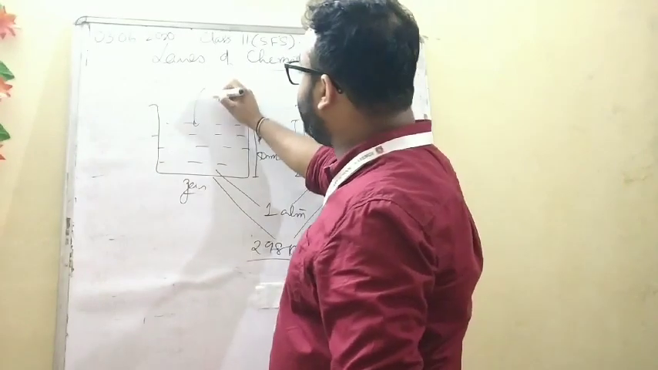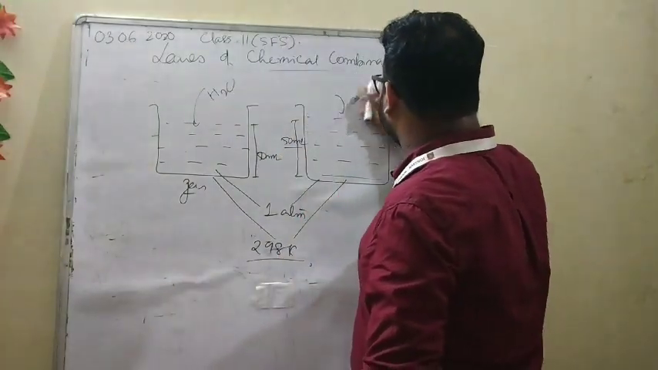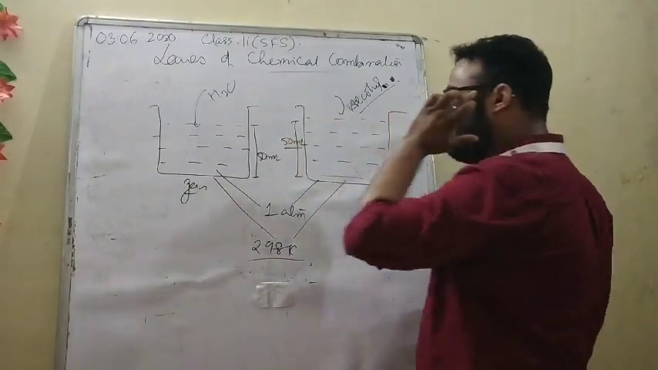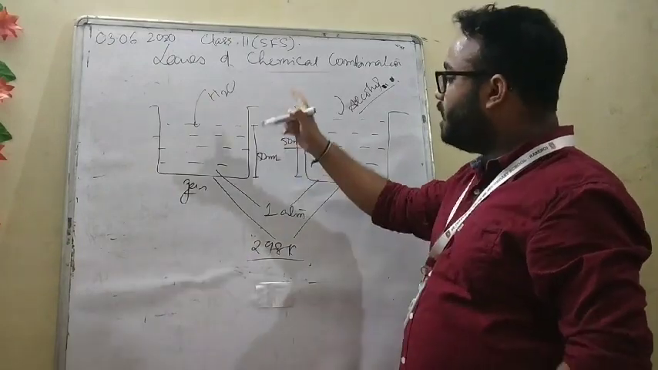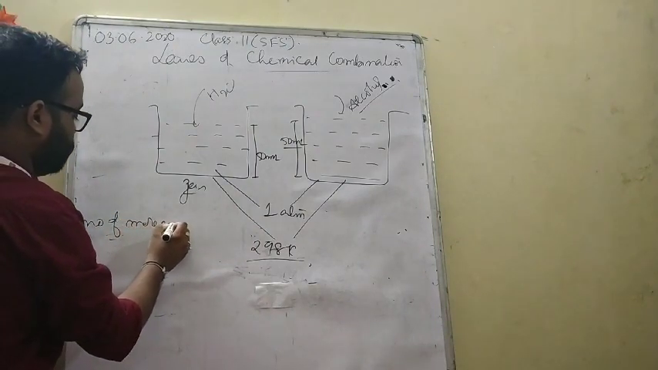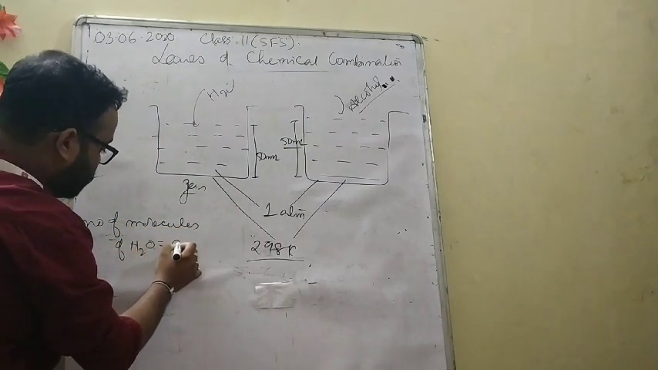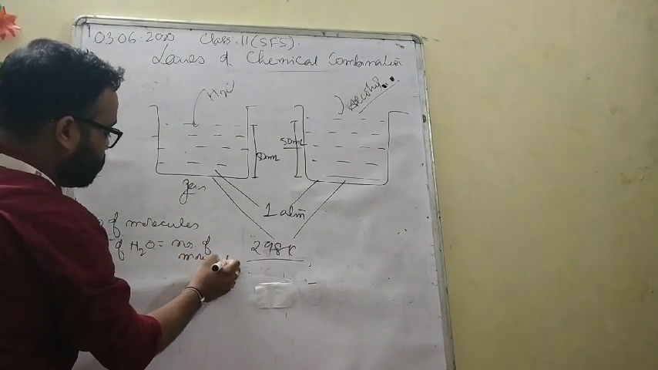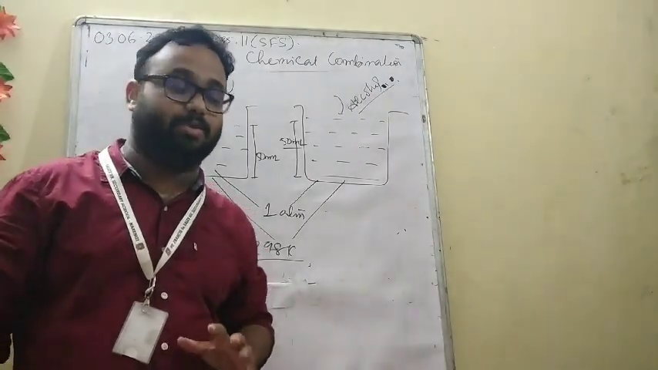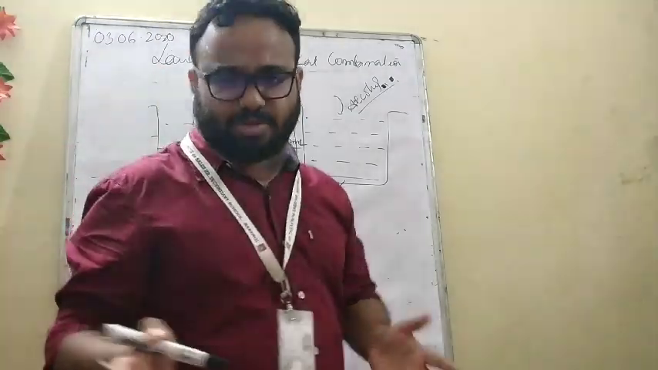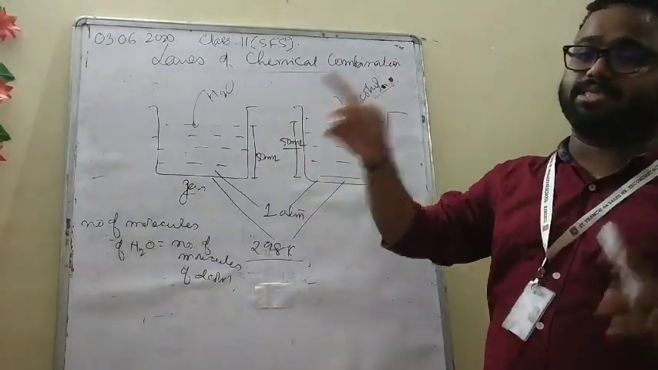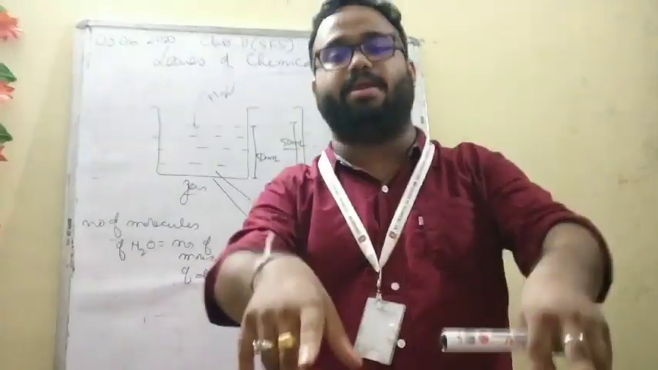Suppose here I am taking water and suppose here I am taking alcohol. Then 50 ml, the number of molecules of water will be equal to the number of molecules of alcohol. That is the concept, which means equal volumes of gases, especially this is for gas. I have shown you for liquid, but especially this law is for gas. Equal volumes of gases contain equal number of molecules at same temperature and pressure.